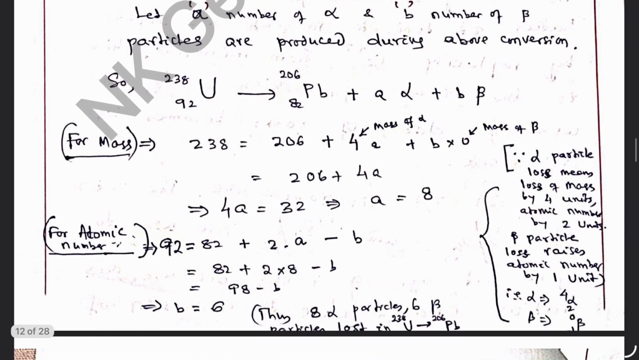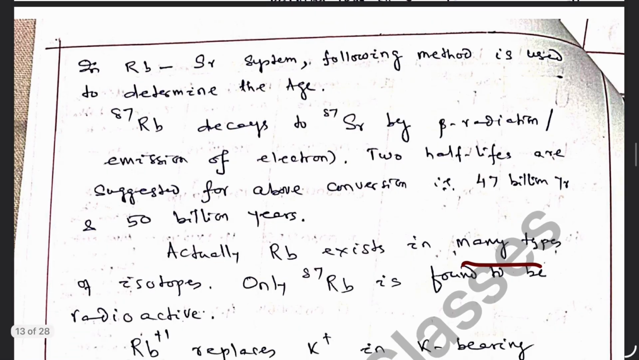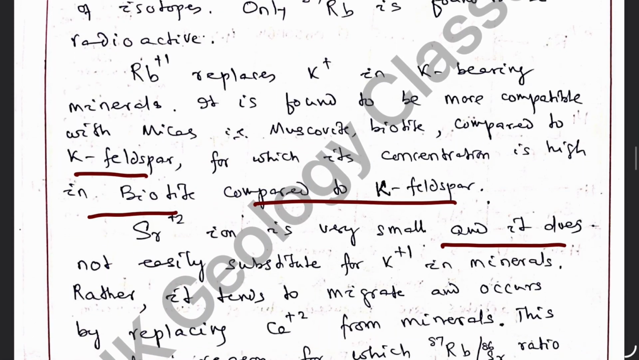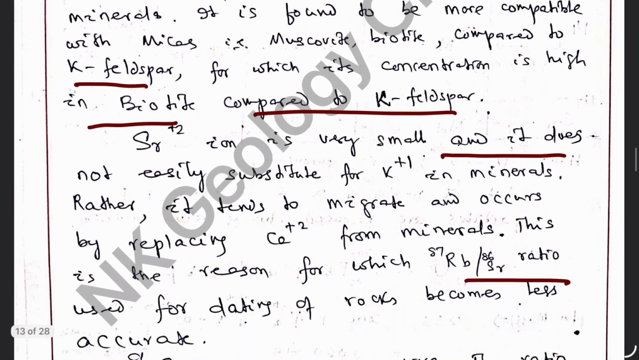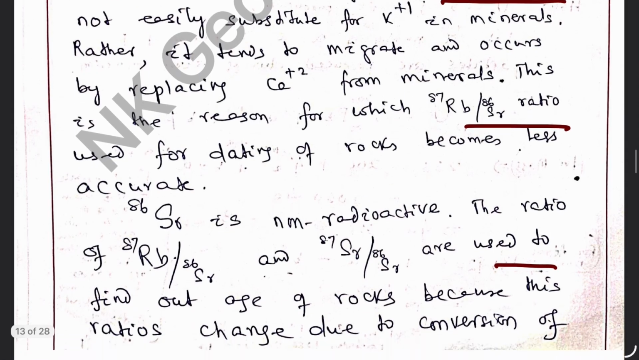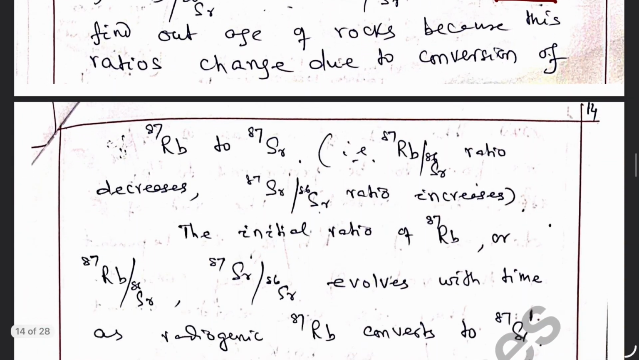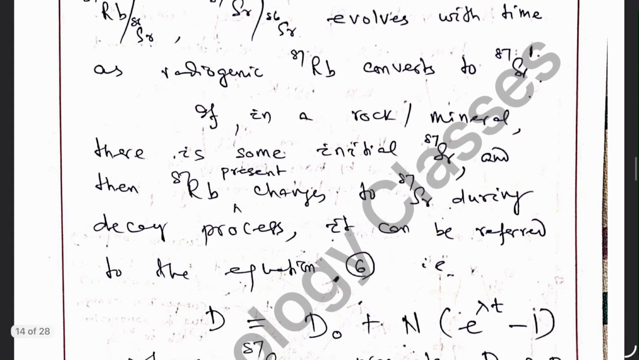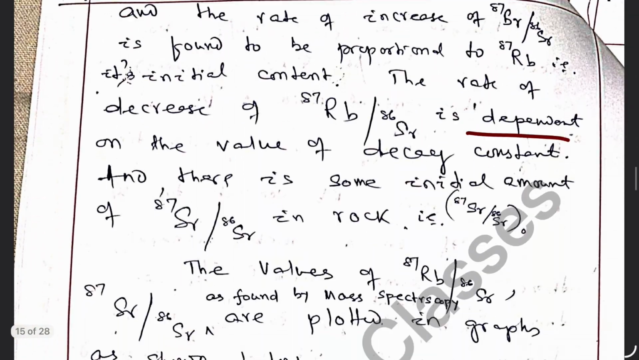So this is all about the use of rubidium 87 to strontium 87 in calculation of the age of the rocks and minerals.